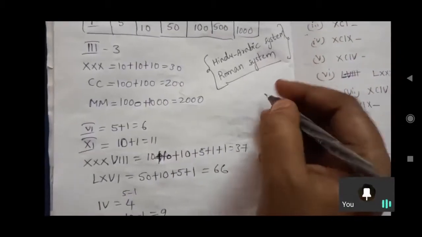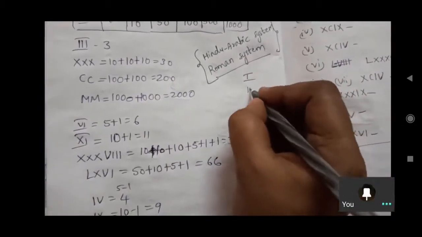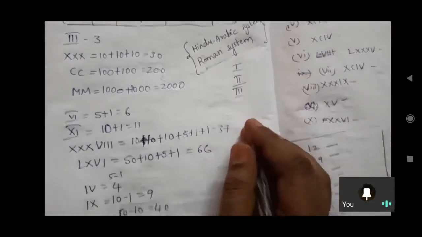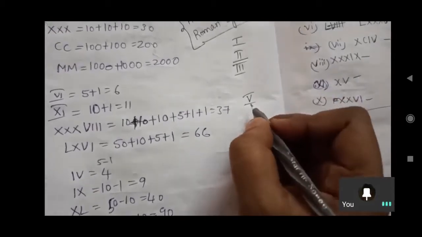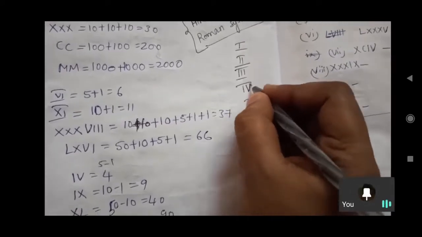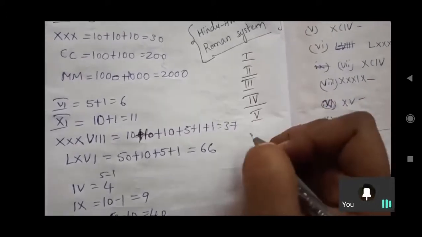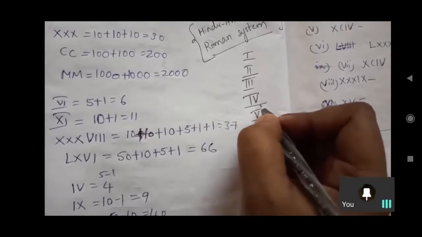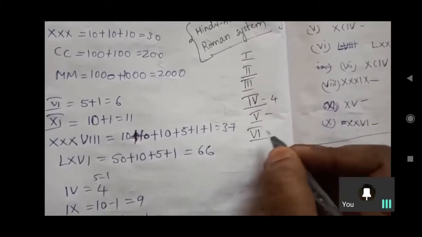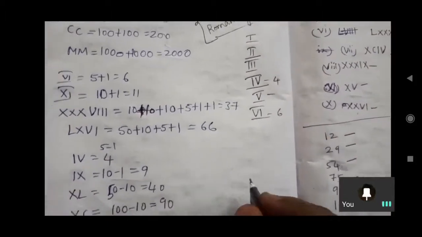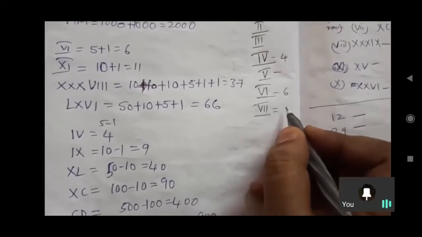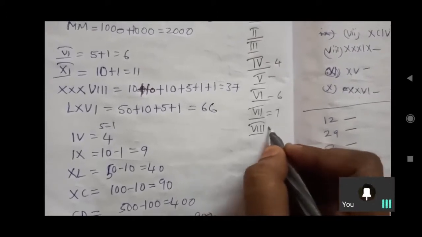We can write Roman numbers in this manner: I, II, III. And we have V for 5. For 4, we first introduce I to the left side of V, that means 5 minus 1, which is 4. If we include I to the right of the V, that is 6. If we include 2 to the right of the 5, we get 7. And 3 to the right of the 5, we get 8.